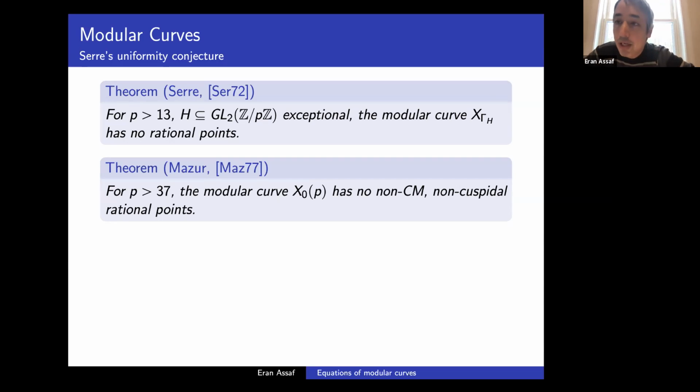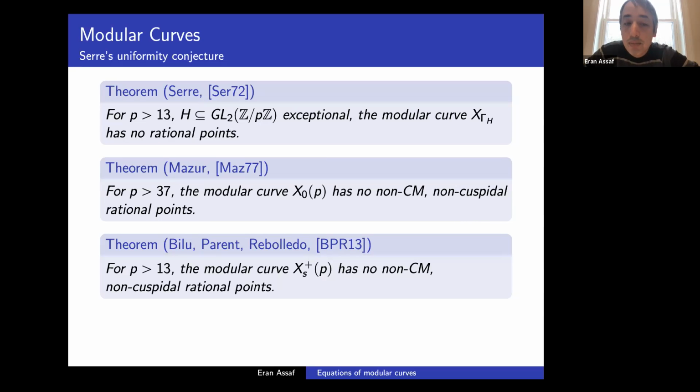This specific theorem is the reason that one can classify and bound the order of a point of finite order on an elliptic curve. So this is the statement of Mazur that we had in the beginning of our talk. Okay. Now, in 2013, Bilu, Parent, and Rebolledo showed that the modular curve corresponding to the normalizer of the split Cartan has no non-CM, non-cuspidal rational points.